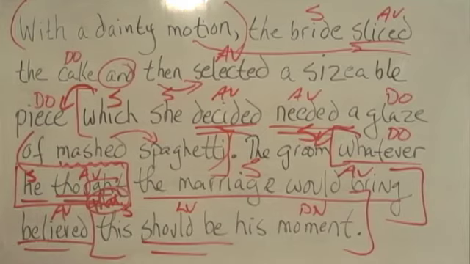If we were to turn this last sentence into the passive voice, it's in the active right now, we would take this clause here, which is the direct object of believed, and make that the subject. We would rework it along these lines. That this should be his moment was believed by the groom, whatever he thought the marriage would bring.